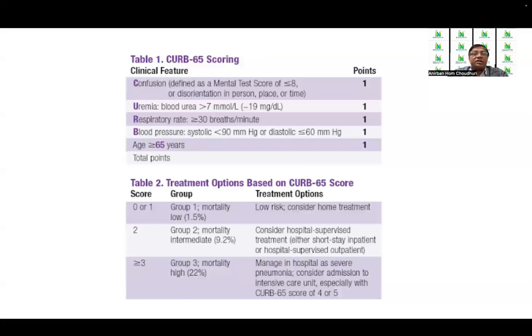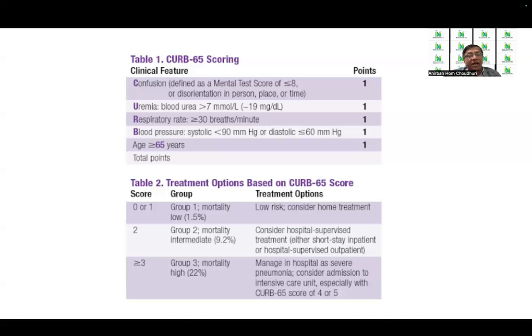The most commonly used is the CURB-65 scoring system, where the acronym CURB itself suggests the features. C stands for confusion, which is defined as a mental test score of less than or equal to 8, or disorientation in person, place, or time, which is given 1 point. Uremia, that is blood urea of 19 milligrams per deciliter roughly, which corresponds to more than 7 millimoles per liter, gets 1 point. Similarly, respiratory rate of more than 30, systolic blood pressure of less than 90 or diastolic of less than 60, each gets 1 point. Age more than 65 years gets 1 point.